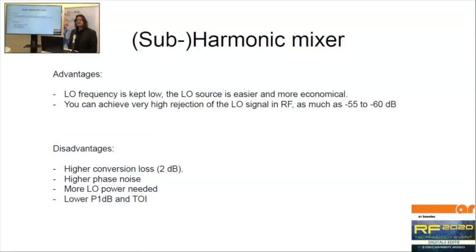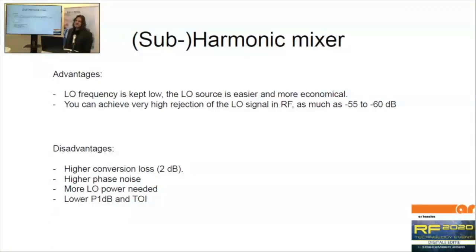In this case, you would be able to use an LO at half of that frequency or even less. The second advantage of such a system is that you will get a very high rejection of your LO signal in your RF. Typically, it's minus 55, minus 60 dB. So it's almost twice as good as a normal mixer, if you look at the rejection of your unwanted LO signal in your RF signal.